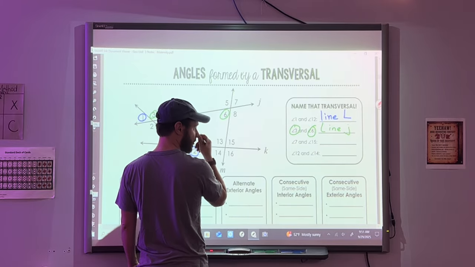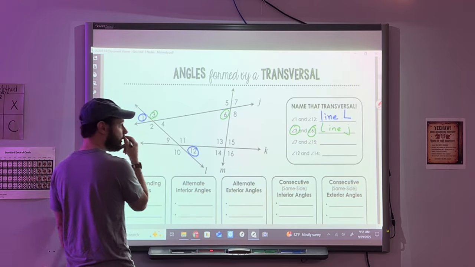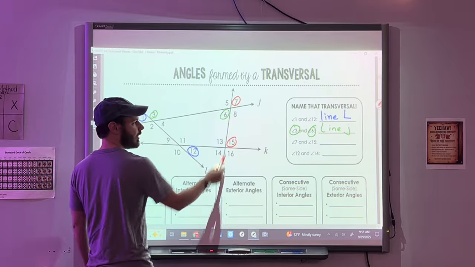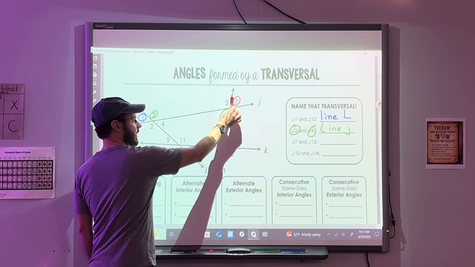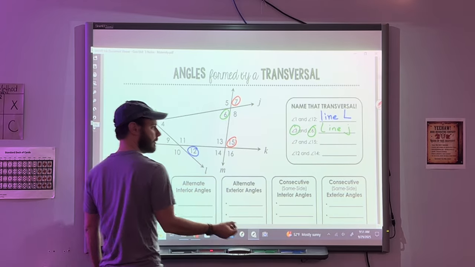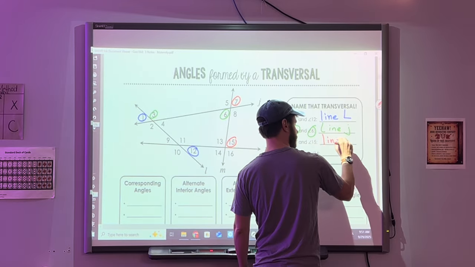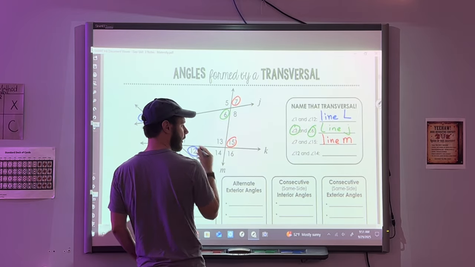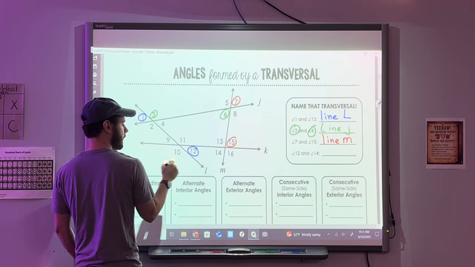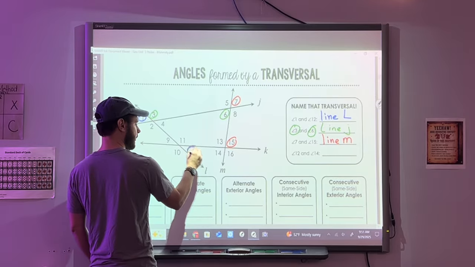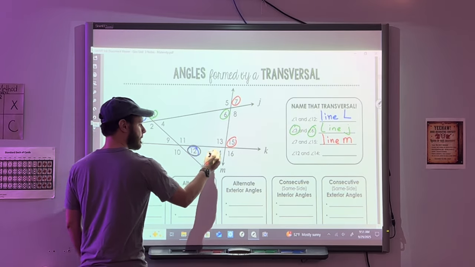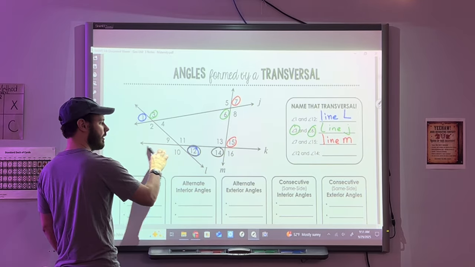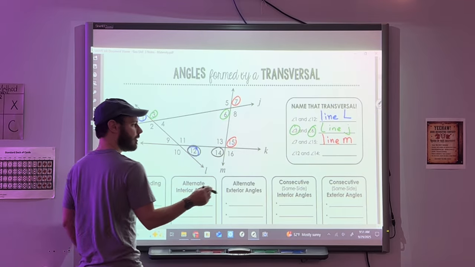What do we got? 7 and 15. Transversal is this one. They both are on that line, and it is M. And last, black, 12 and 14. I already used 12. It's boring. Okay. Looks like this line here is the one that connects this one to that one. So K.